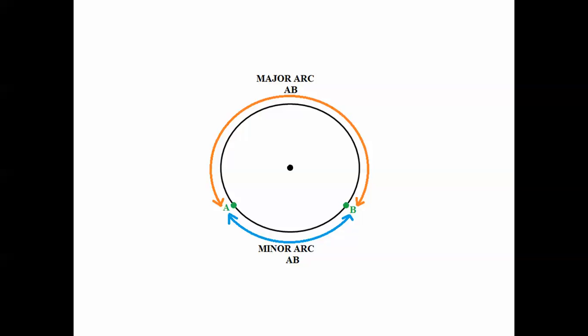Alright, so if we draw a circle and we make 2 points on it, A on the left side and B on the right side, the smaller arc between A and B, at the bottom, we call the minor arc AB. And the bigger arc, at the top from A to B, is called the major arc AB.